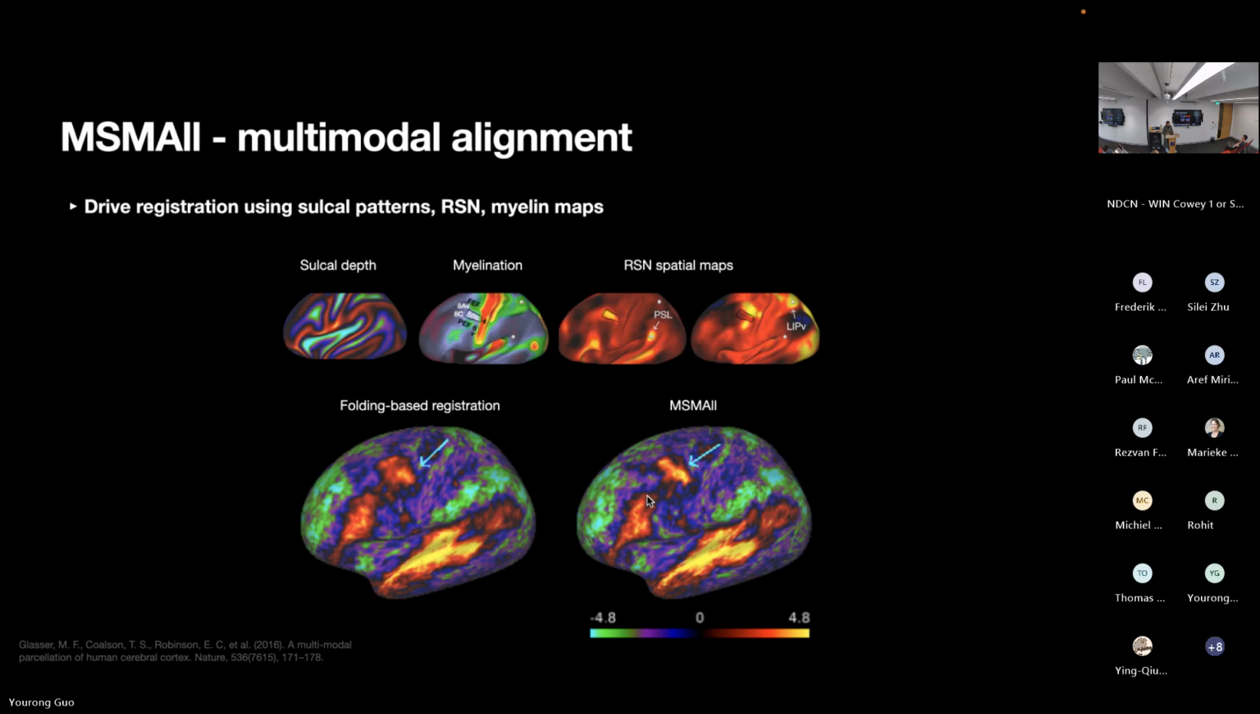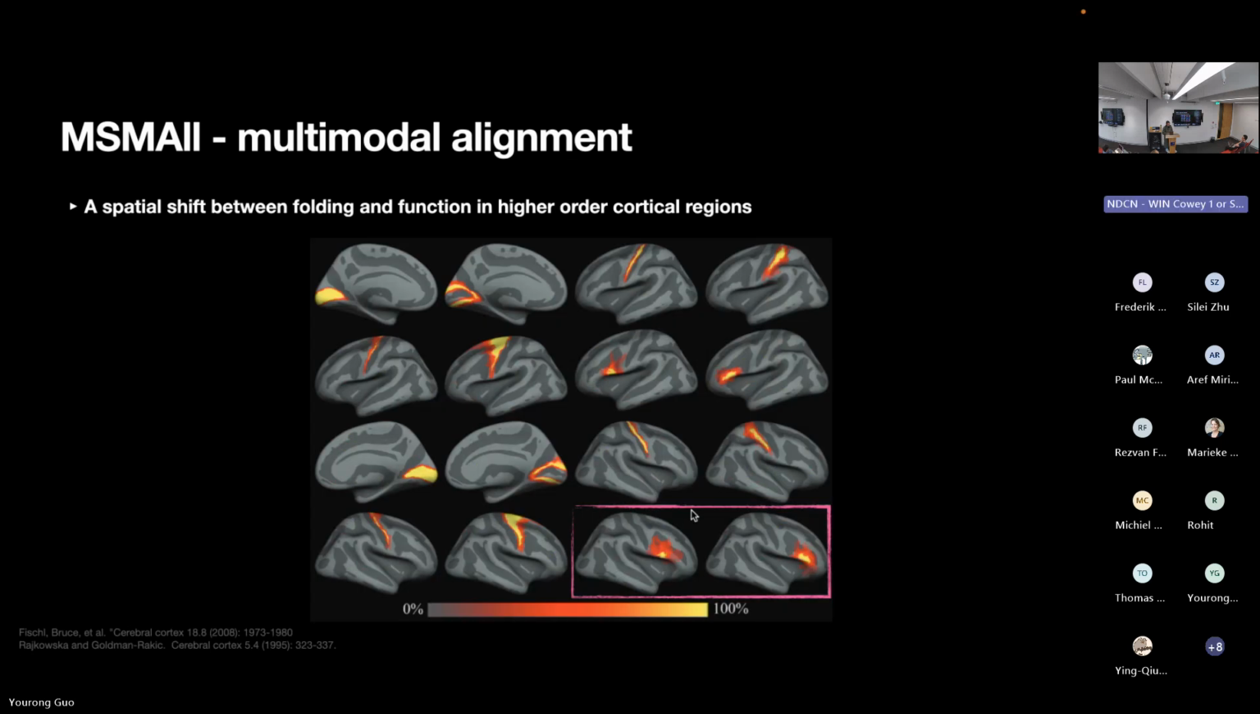And the reason for this is that there is a spatial shift between the folding and function in the higher order cortical regions. So although you have already used the surface-based registration to sharply align all the folds together, they are only roughly in spatial correspondence with the function.